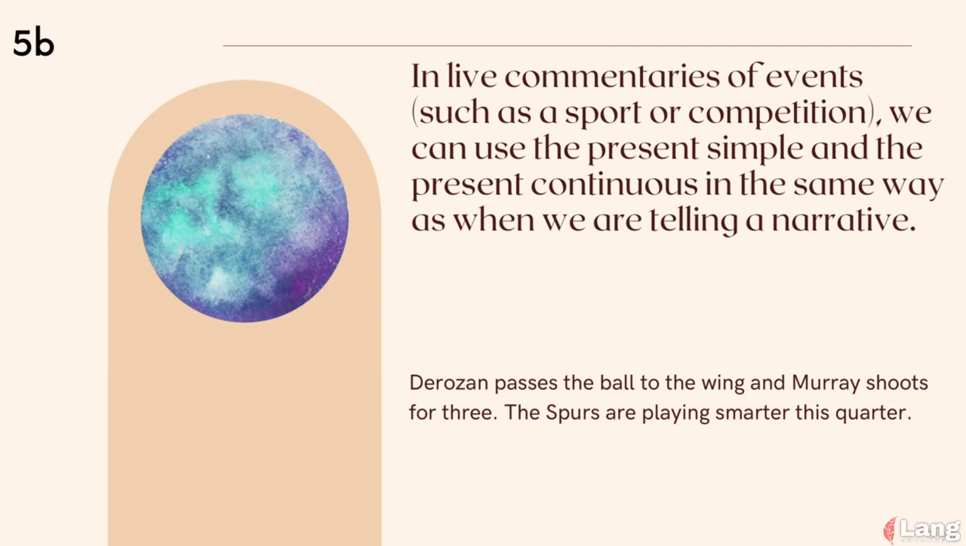DeRozan passes the ball to the wing and Murray shoots for 3. The Spurs are playing smarter this quarter. They are playing smarter. That's the background event. DeRozan passes, Murray shoots. Those are events in a sequence.